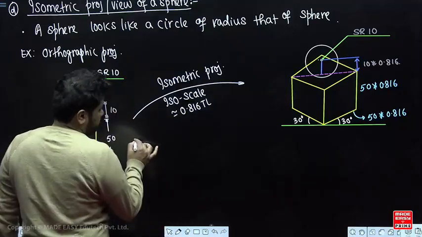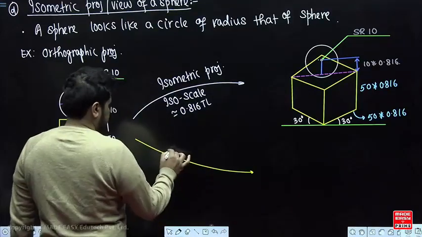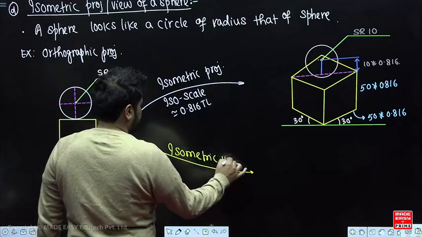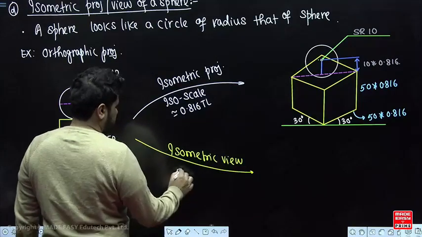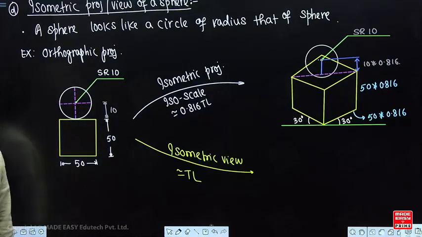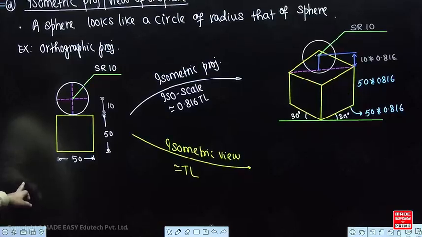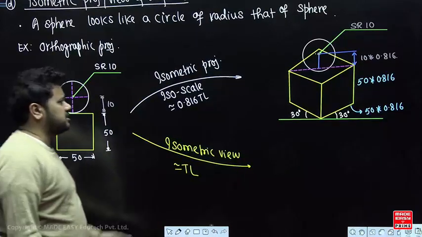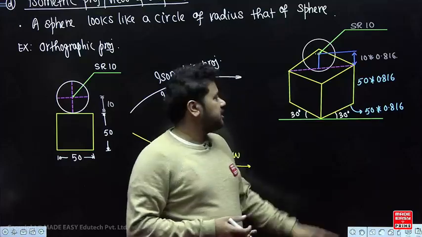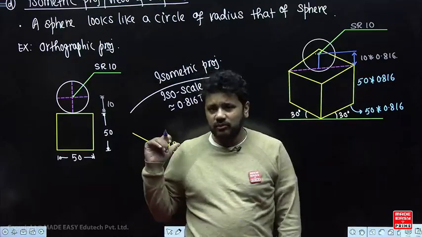Then what is isometric view? Isometric view is drawn on its true length, right? Now you will ask, sir, why true length? Because this is what we are going to see. Yes, that's correct. When an object is tilted, you will see this, not the one that I am going to draw.